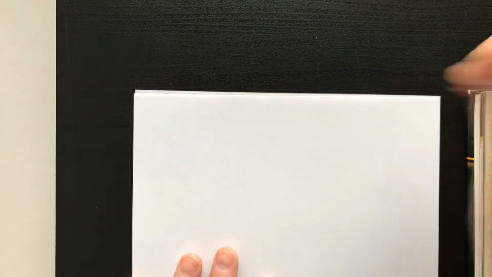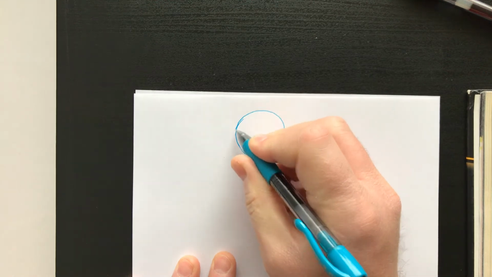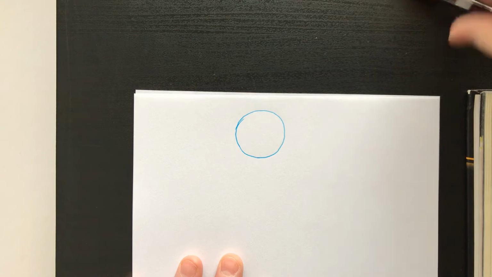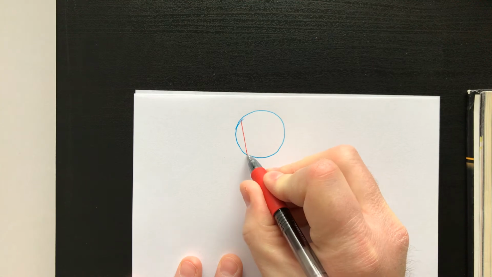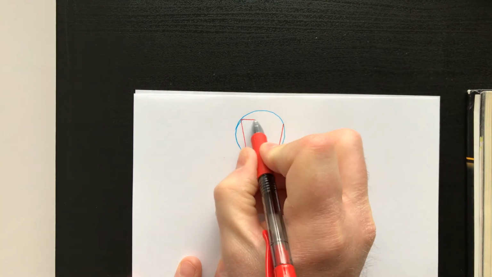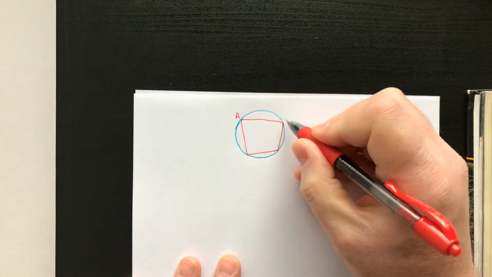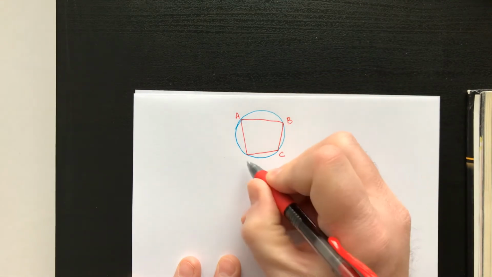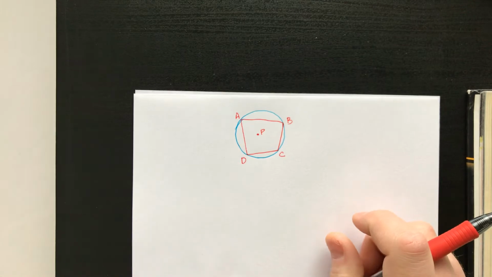All right. So if we take a look at the first three problems on page 784, they give us a circle, and they actually construct a quadrilateral inside the circle. Okay, so we have this quadrilateral, and here's point A, B, C, D, and this is point P. Okay.